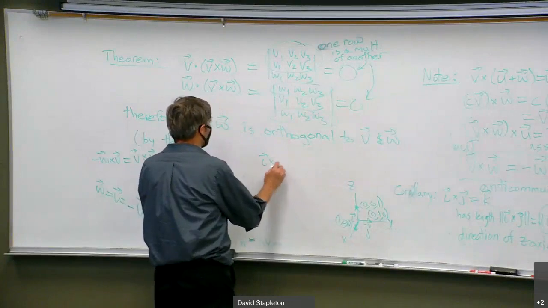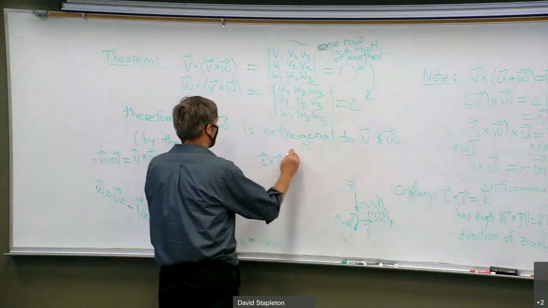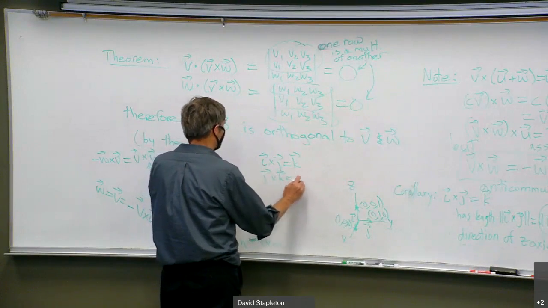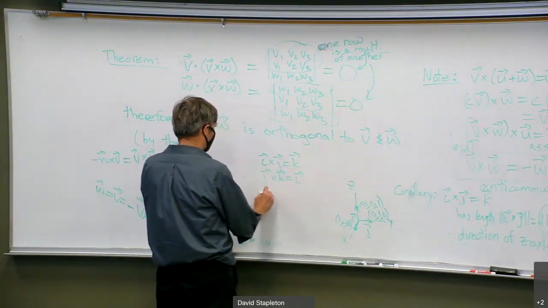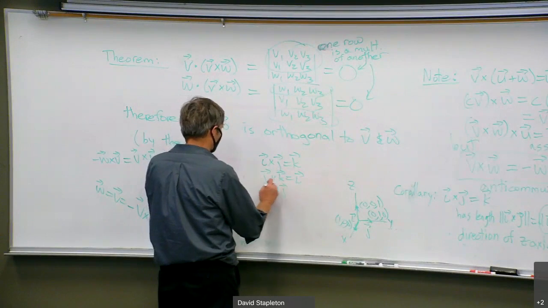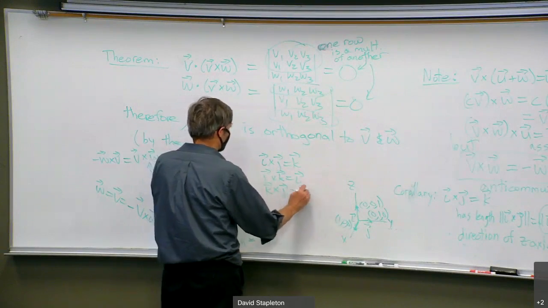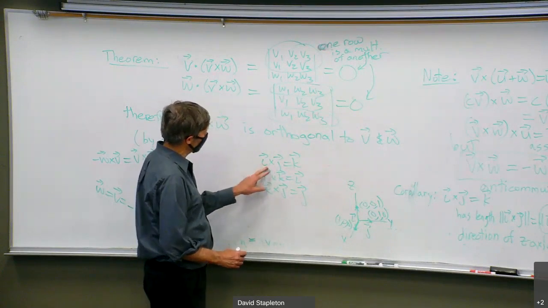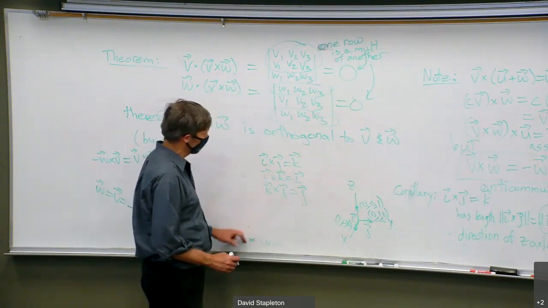I cross J is K. J cross K is I. And K cross I is J. Be careful to do them in cyclic order. J cross I gives you minus K, for instance.